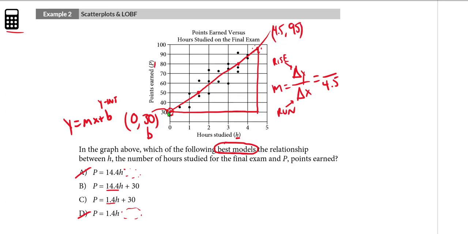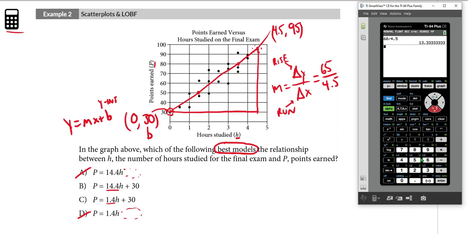So 95 minus 30 is 65, and I could do that in my calculator, so let me do it just to be sure. 95 minus 30 equals, yes, 65, and now I'm going to divide that 65 by 4.5 to get my slope. So I get 14.4. Wow, that came out nicely. That's exactly this slope. So even if you were a little bit off, even if you did 96 or 4.4, you should still get something that is closest to the slope in answer choice B, which means that answer choice B is our best equation for the line of best fit.